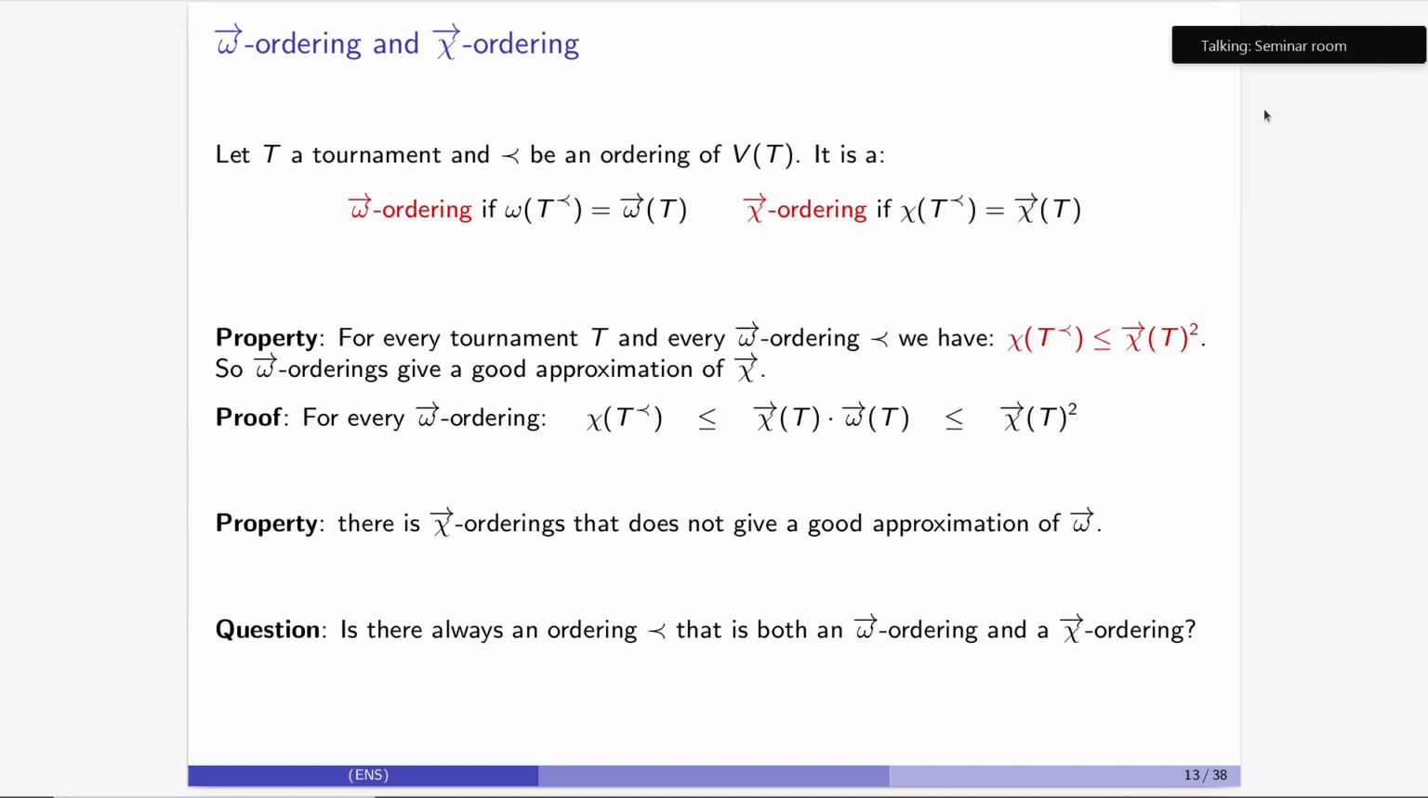Okay, so maybe I can skip this. This says that there is a chi ordering that does not give a good approximation of omega. They are quite easy to find. But what we don't know is, is there always an ordering that is both an omega and a chi ordering? So the answer should be no, but I would like to see an example. I see no reason why this should be true, but it's hard to produce a counterexample.